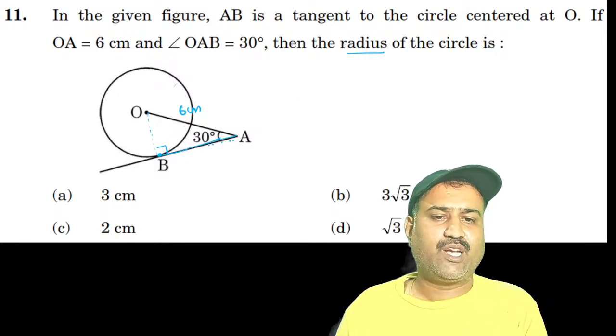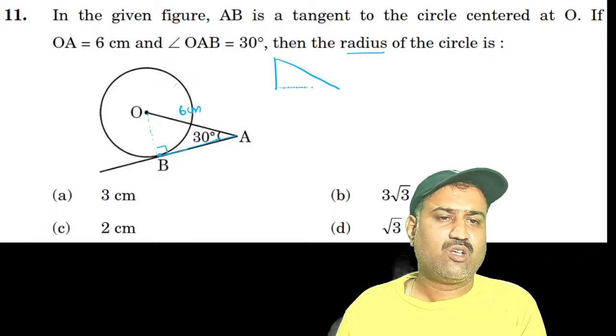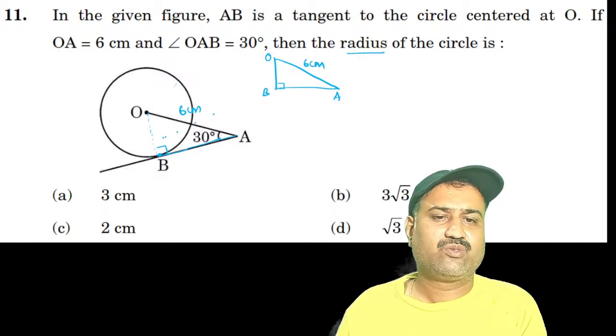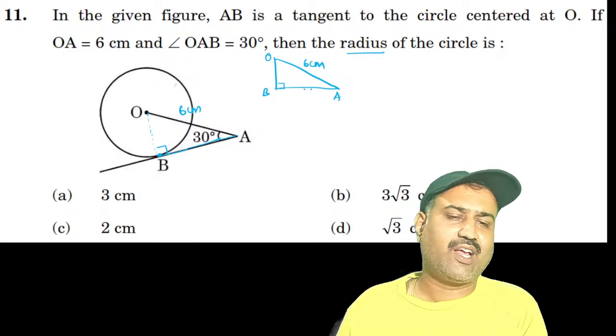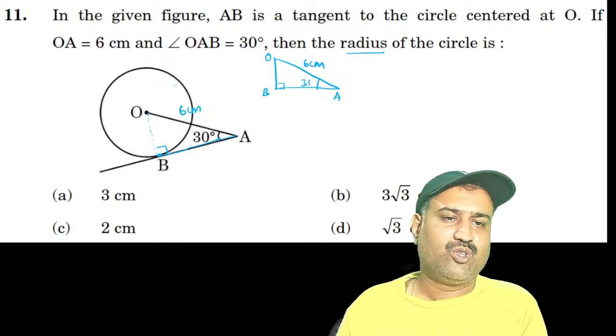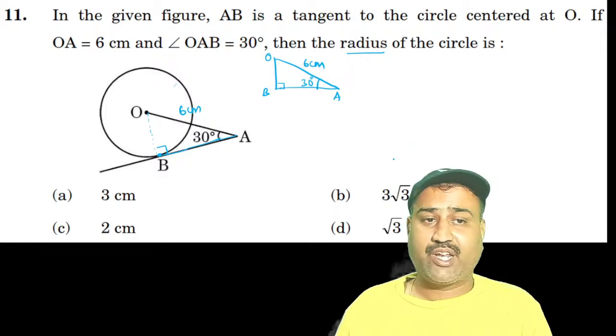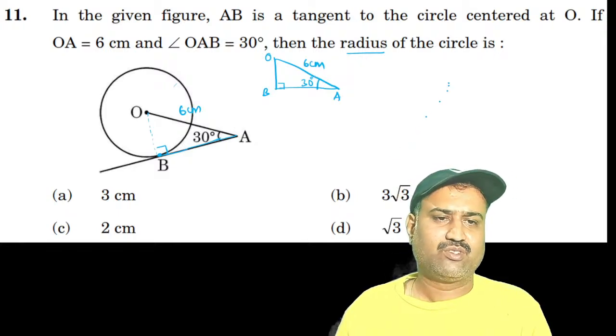Since OB is perpendicular to AB, that is, radius is perpendicular to tangent, therefore triangle OAB, OBA is a right angle triangle, right? And OA is 6 centimeter here. I know OA, I know one angle here. Therefore we have to use trigonometry here, otherwise it is not possible. Now I know OA, I have to find radius OB.